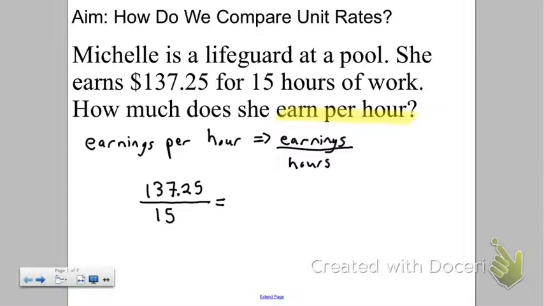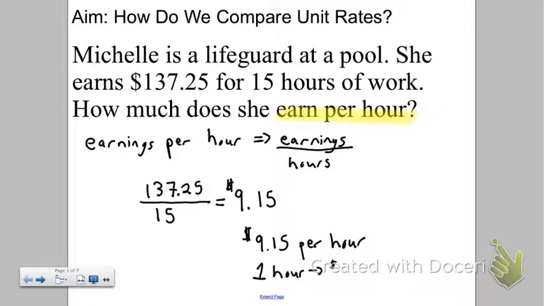When I use my calculator to divide 137.25 divided by 15, my answer comes out to be 9.15. And since this is money, we're going to include our dollar sign. So she earns $9.15 per hour. So we can write our answer, $9.15 per hour. Since this is the unit rate, that means that in 1 hour, she's going to earn $9.15.